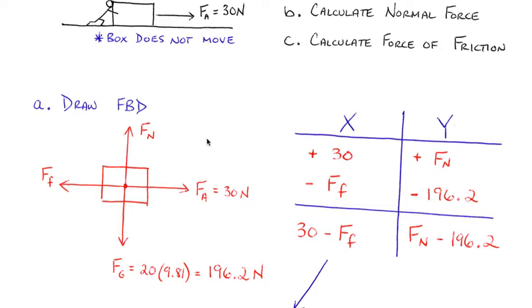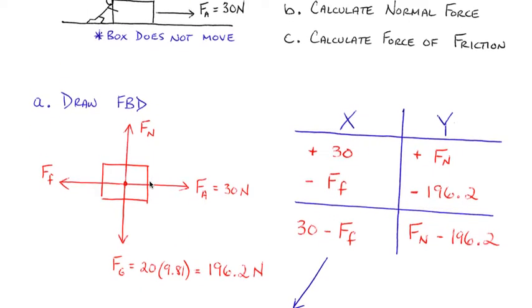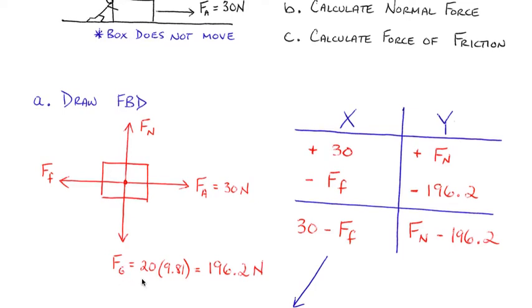The next step would be to ask which of these forces are known. Well, the 30 newtons was given to us in the problem. And the force of gravity, if you remember, is just mass times acceleration. And since it's gravity, it's the acceleration due to gravity. So 20 times 9.81 is 196.2 newtons.